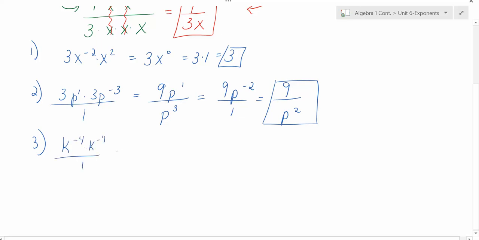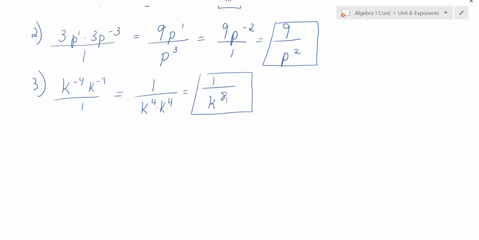Okay, number 3, for this problem here, you can leave 1 as a coefficient, or 1 as the placeholder in the numerator. Move both of the k's down to the denominator, so now they're both k to the positive 4. You can add them up, so it'll be 1 over k to the 8th. It keeps going like that.